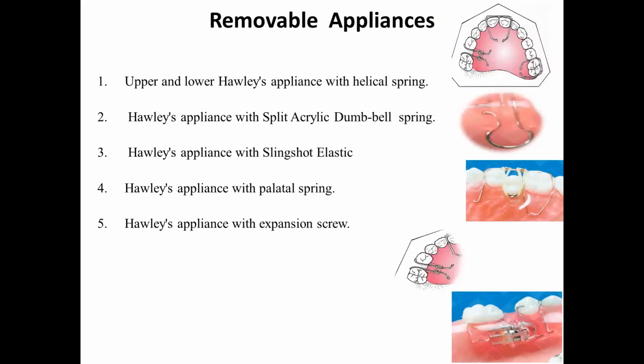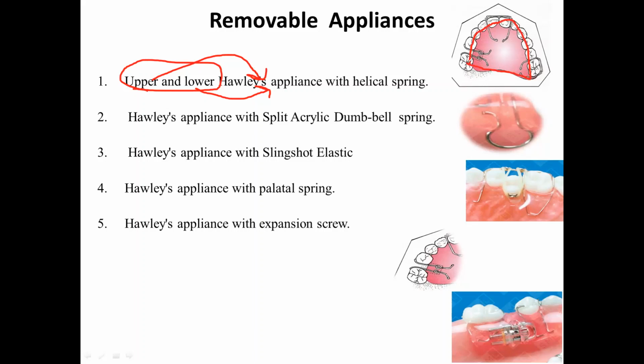So that was all about the fixed appliances. We can also have removable appliances to treat such cases or to regain the space by distalizing the teeth. Among removable appliances, we can have several appliances for the upper and lower arch. If used in the upper arch, we call it an upper Hollis appliance. If used in the lower arch, we call it a lower Hollis appliance. These plates are called Hollis appliances.